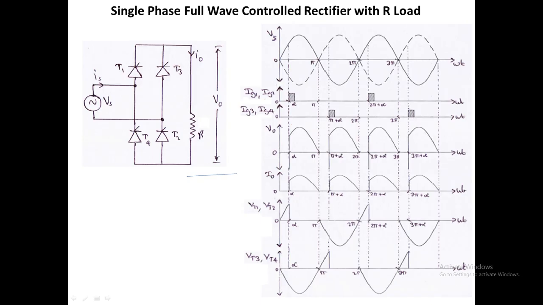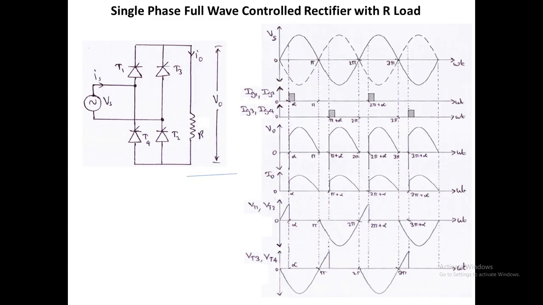So the first waveform is the source voltage waveform. The source voltage waveform shown in solid line represents the actual waveform and the dotted line represents the inverse of that waveform. So we can say VAB and its inverse is VBA. Since it is a full wave rectifier, in both half cycles the devices will be conducting, so the inverse of the voltage is drawn.